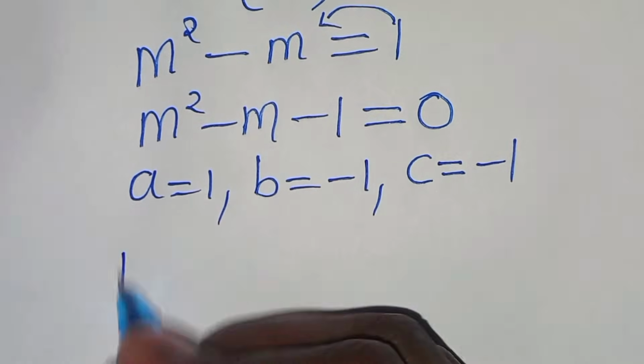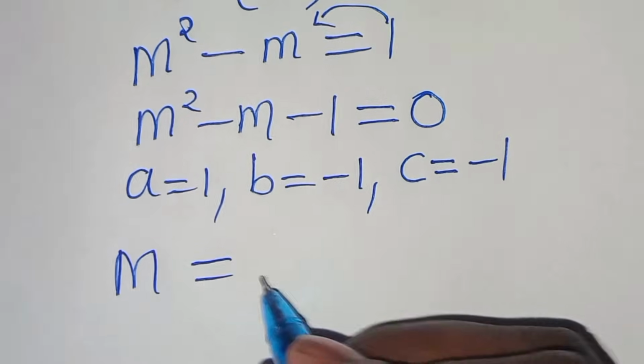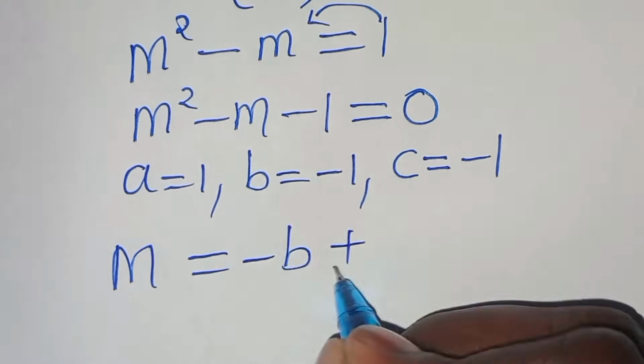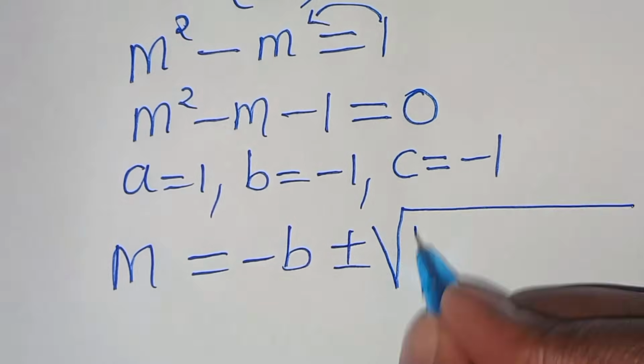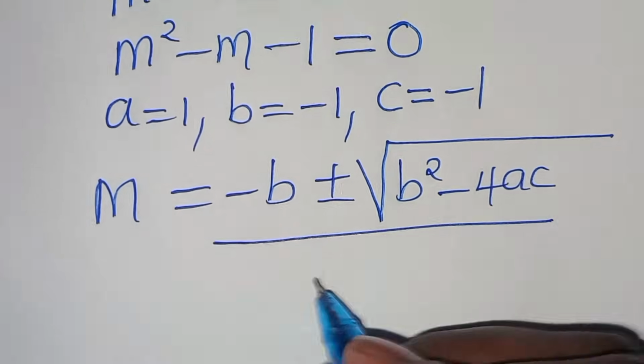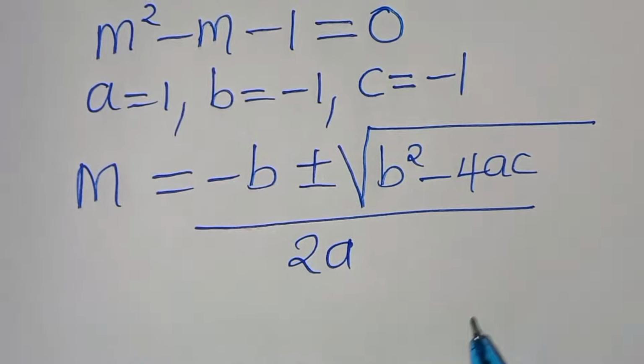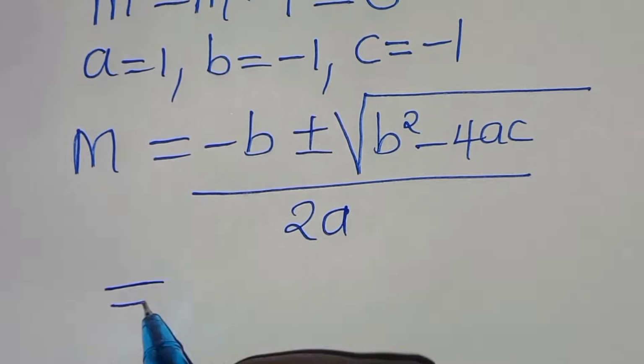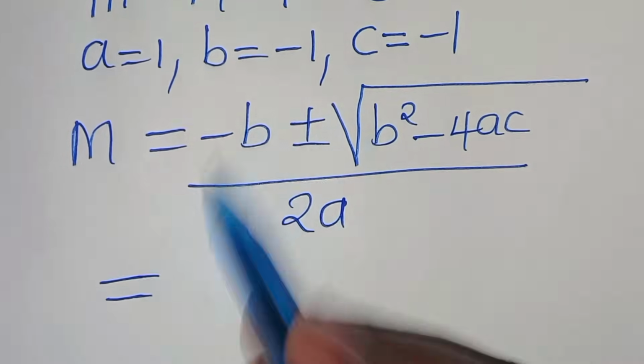So we can solve for m by applying the quadratic formula, which is minus b plus or minus the square root of b squared minus 4ac, everything here divided by 2 times a. Let's substitute the values of a, b, and c in this formula.